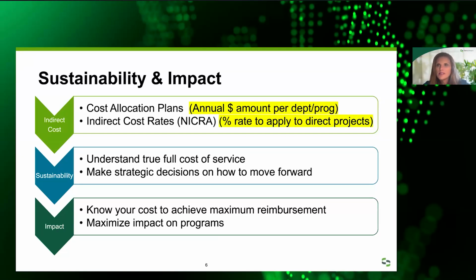So to kick it off, though, I'd like to talk about the sustainability and impact of indirect cost. We're going to talk a little bit about cost allocation plans and what those are for your organization. It's really that understanding of the 30,000-foot view of everything that you do, regardless of the funding source. So what are your support departments? Do we have HR, payroll, facilities, all of those areas that are supporting these programs? And then the annual dollar amount is the result of that per program or grant or any services that you're performing. This really helps to inform your organization about the true cost of those services. Then that translates into an indirect cost rate, which is a percentage you can apply to every dollar.